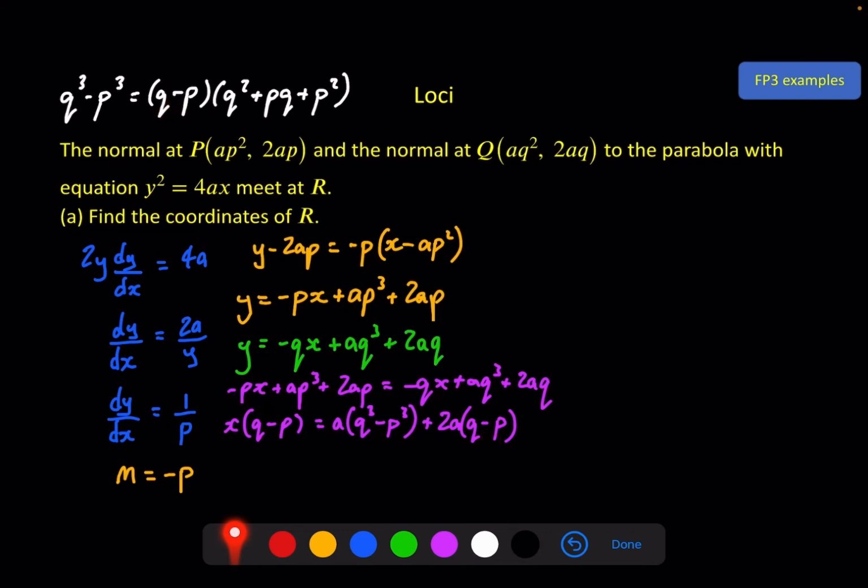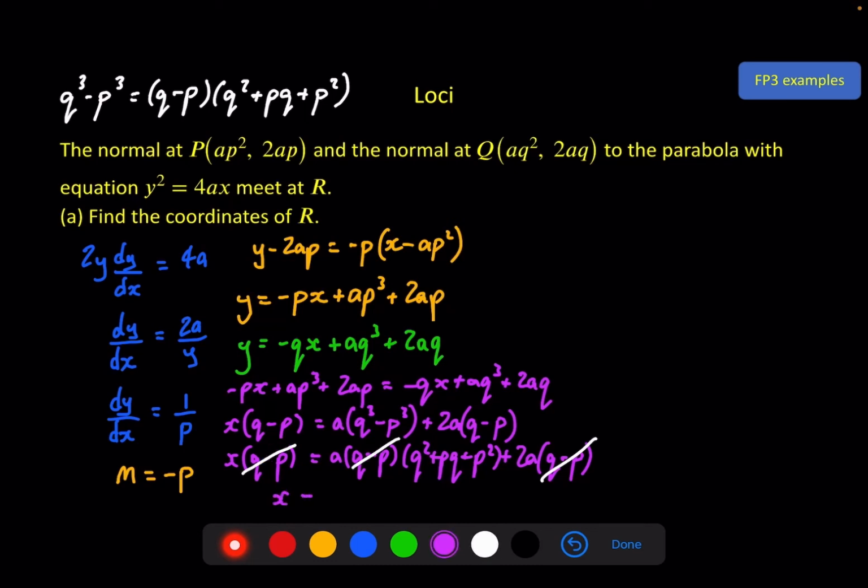So I can cancel those in the next go. So we've got a(q - p)(q² + pq + p²) + 2a(q - p), and as I said, we do that so that these can cancel. And that gives us x is equal to a(q² + pq + p²) + 2a. And that's as simple as we can make that for now. So that's the x coordinate.